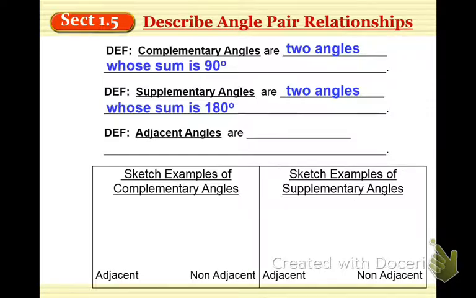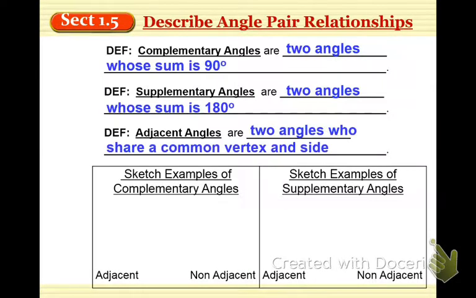All right. Adjacent angles. Adjacent angles are two angles that share a common vertex and side. That's a fancy way of saying they're next to each other. Adjacent means next to. And as I said, complementary angles and supplementary angles can be adjacent or they may be non-adjacent.